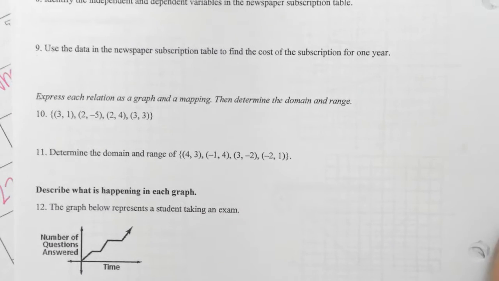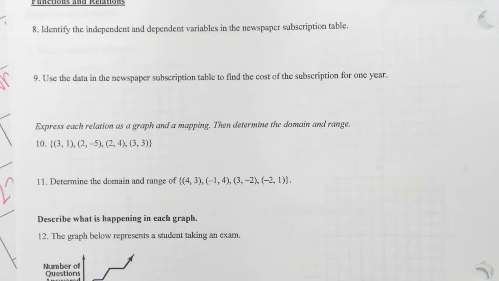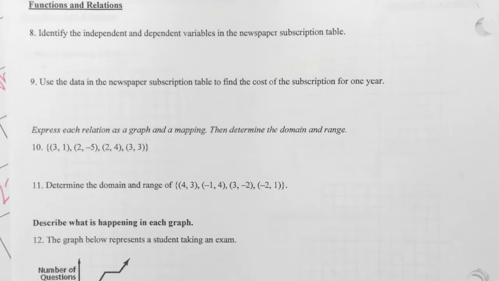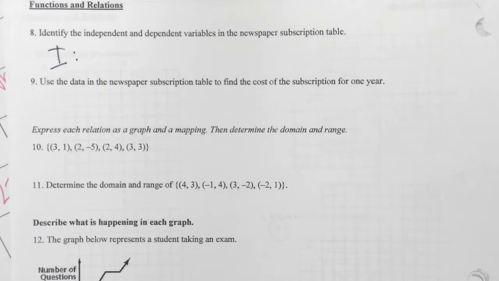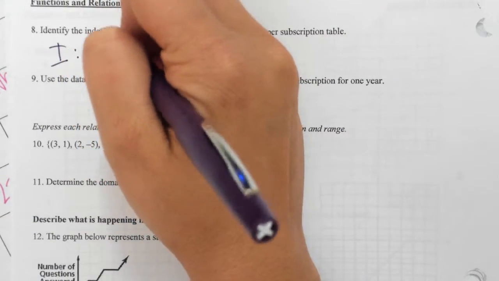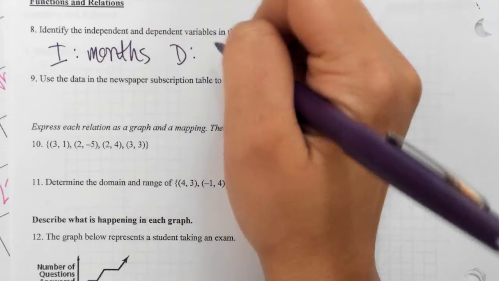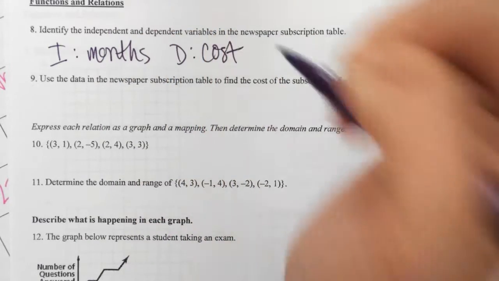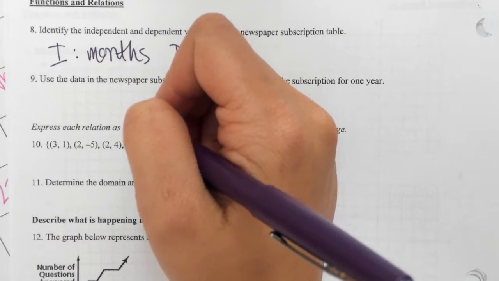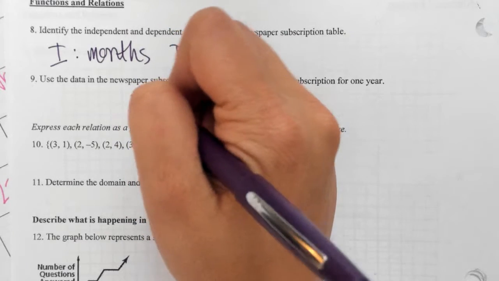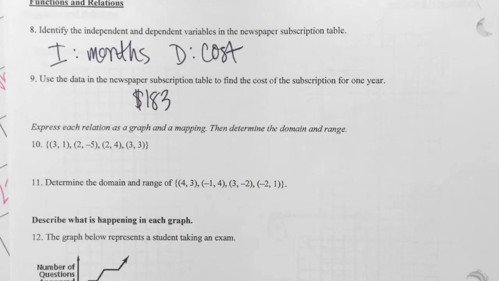Alright, identify the independent and dependent variables in the newspaper subscription table. So what's independent? The months, yes. And what's the dependent? The cost, the money. Alright, and did you figure out how much it's going to cost for 1 year? What'd you get? Do we agree or disagree with $183? Fantastic.